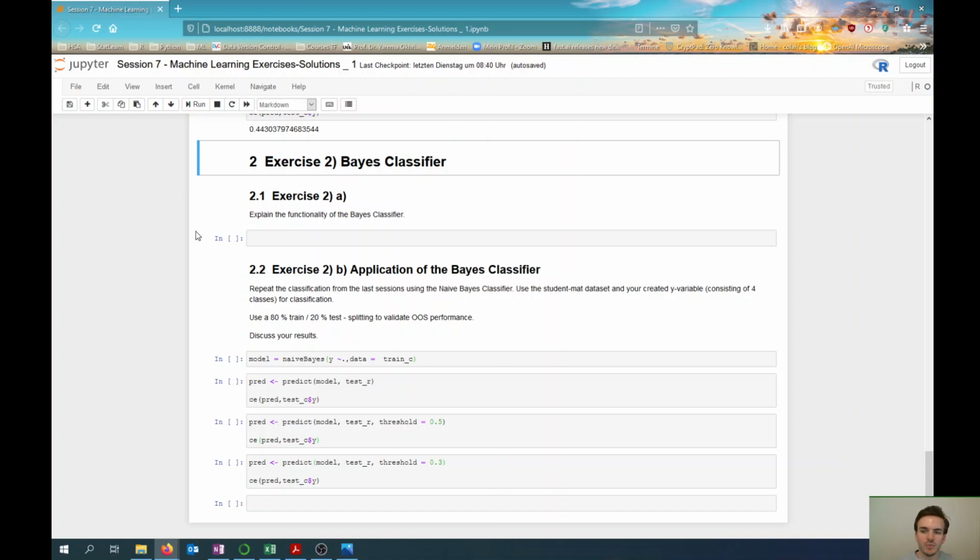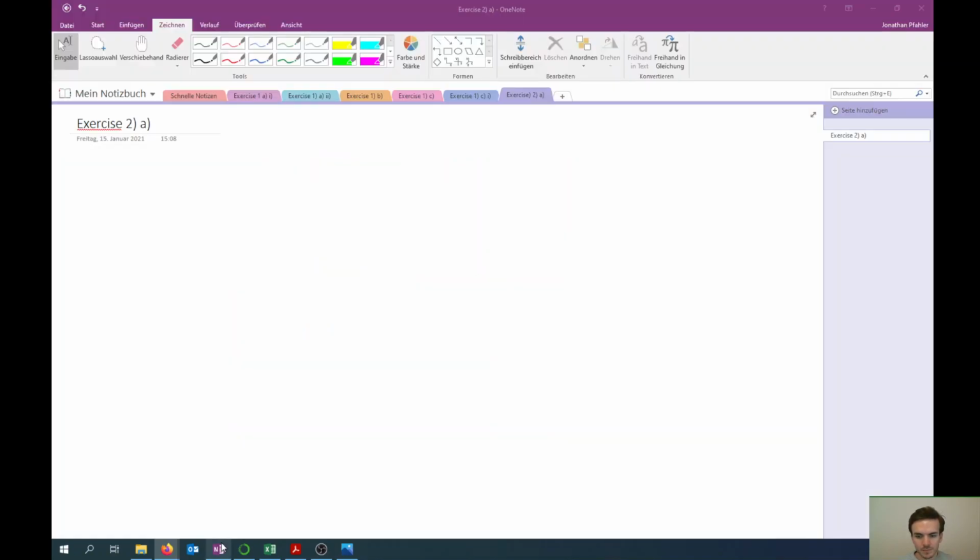In exercise 2a, we will now explain the functionality of the Bayes classifier. So we start with Bayes' theorem, and that you already know from statistics.